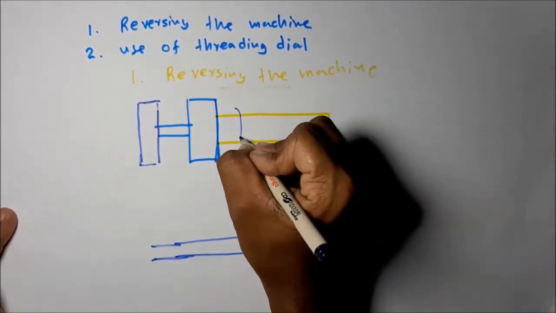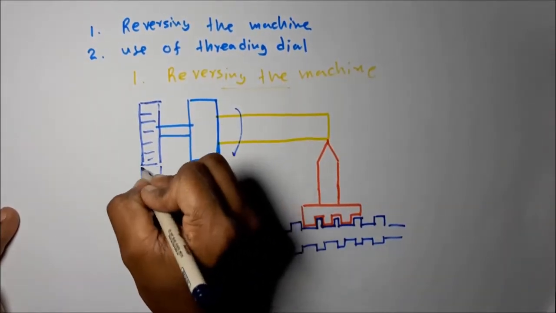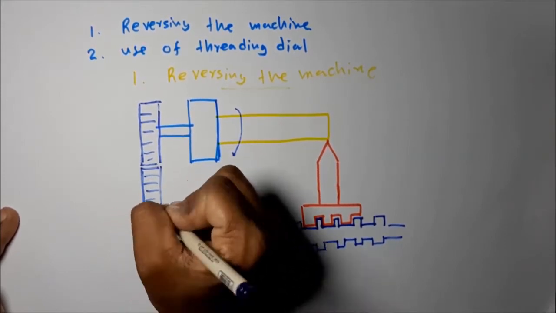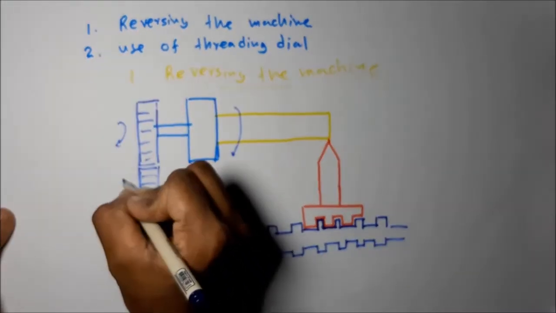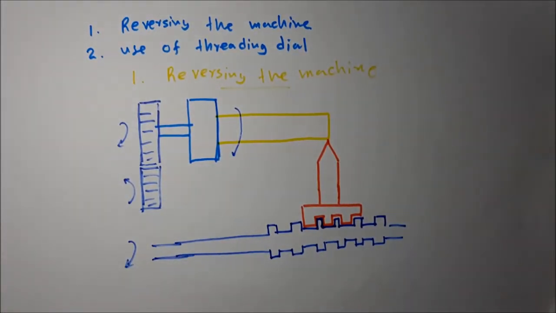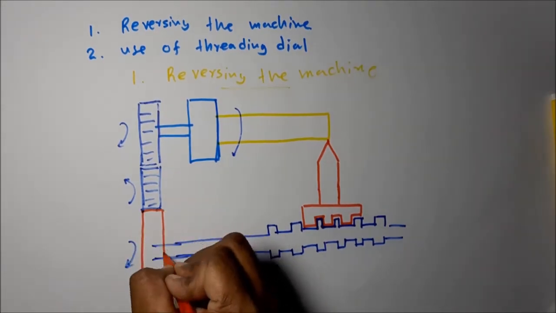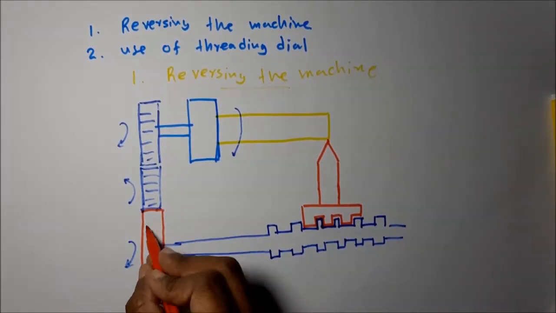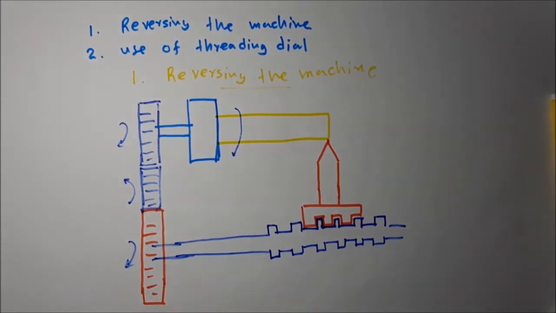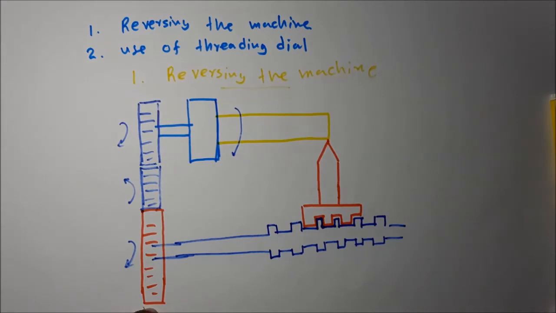If this is rotating in this direction, this is the intermediate gear. This one rotating in this direction, this one rotating in this direction, this one rotating in this direction. Then this is the lead screw shaft gearing. Then this is the connection, the reversing mechanism.